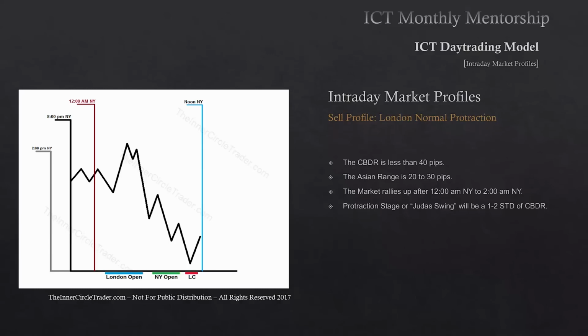So what that's doing is it's creating that initial move, that protractionary stage. You are looking for the move to be going up, but the entry can occur as early as 1:30 a.m. New York time, 1 o'clock in the morning New York time. You want to see immediate movement up after 12 a.m. At 1 a.m. to 1:30, it should have made a higher high than what was seen in the Asian range or central bank dealers range.